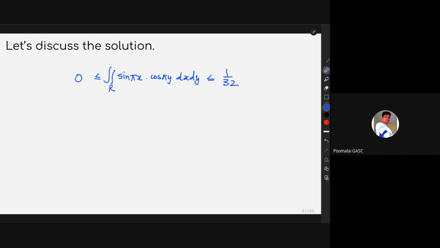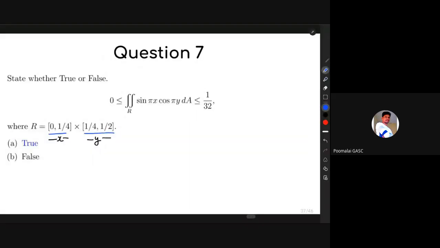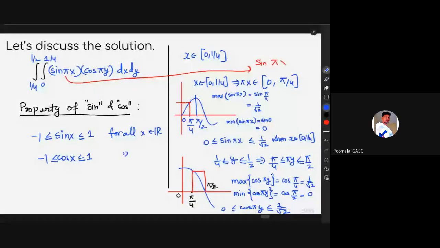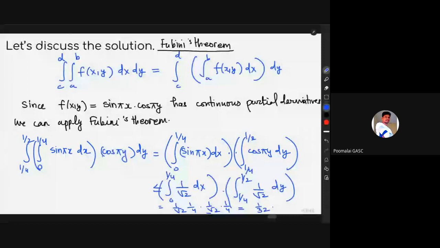So this is your answer. Hence the inequality is true. So this inequality is true. Okay, any questions?